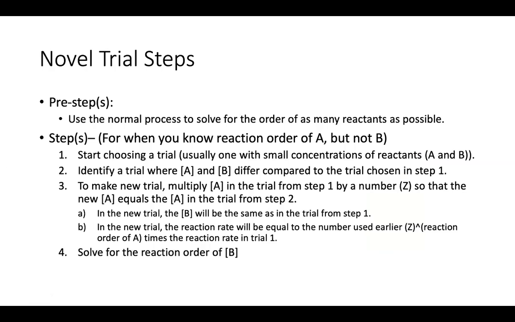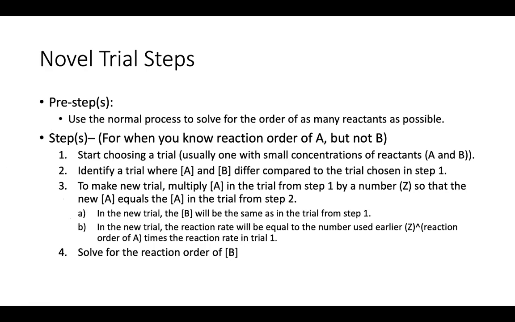Okay, and so these are the general steps that we take to do so. The first step, it's kind of a pre-step, is to use the normal process to solve for the order of as many reactants as possible, right? We just did that for A and B. And these steps are typically for when there's only 2 reactants. So in this case, it's a little bit harder. But these are the general steps that can help you solve for the reaction order of what in this case is C.